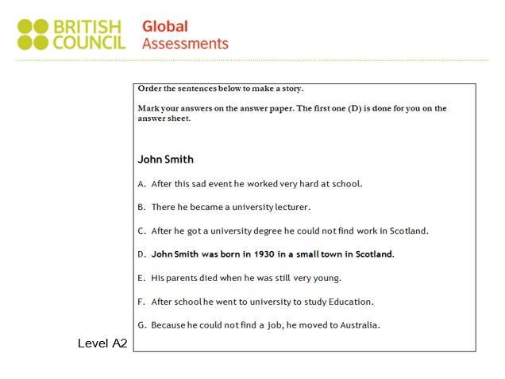So, for example, John Smith was born in 1930 in a small town in Scotland. The next one, E, his parents died when he was still very young. So then the option after that would probably be A, after this sad event. So that's a very strong link there, linking back to the death of his parents in this case. So there's very strong, very explicit linking from sentence to sentence. So here we are reading beyond the sentence, so to speak. In order to get the correct answer, the test taker has to read information in the next sentence and order it accordingly.